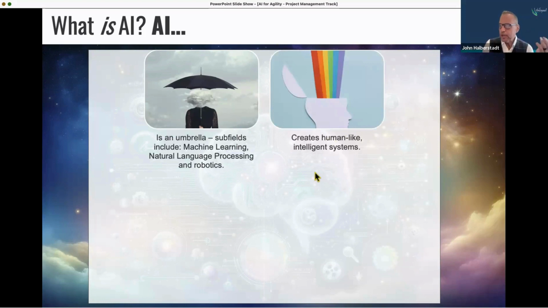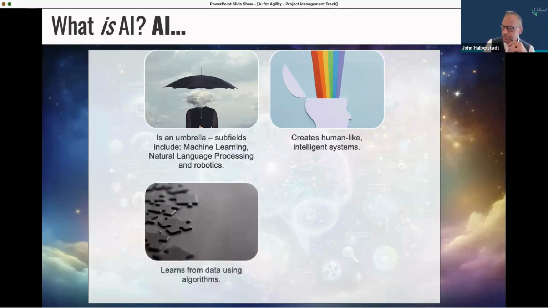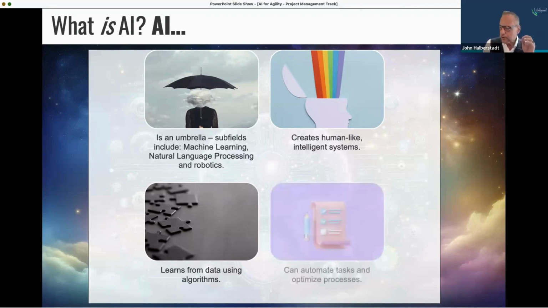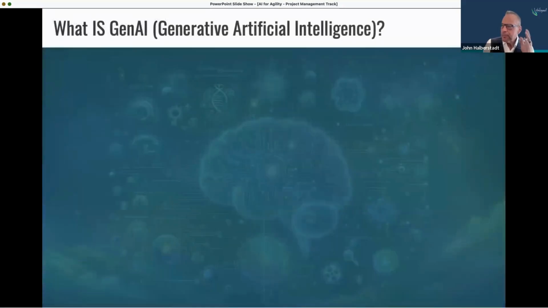It creates human-like intelligent systems. We can argue about how human-like they are or are not. I posted something recently about anthropomorphizing AI, generative AI, and whether AI can have empathy. That is outside the scope of today's conversation, but it is human-like emulation of human systems. It learns from data, and I should just say in parentheses, lots and lots of data, using algorithms, and then can automate tasks and optimize processes.